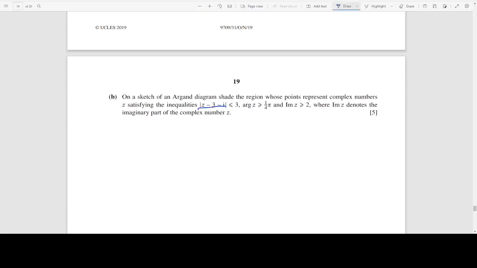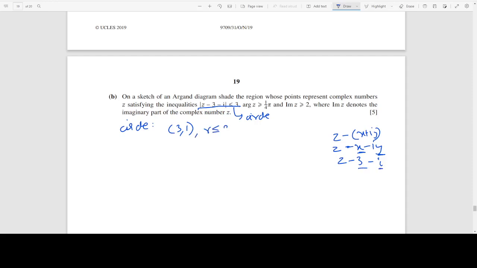So this one's going to be a circle, and for the circle the properties are center is going to be 3 comma 1. This is just because it's z minus x plus iy, which is z minus x minus iy. So x and y, if you compare it to z minus 3 minus i, will give you x as 3 and y as 1. Yep, so this is the center, and the radius is less than or equal to 3.